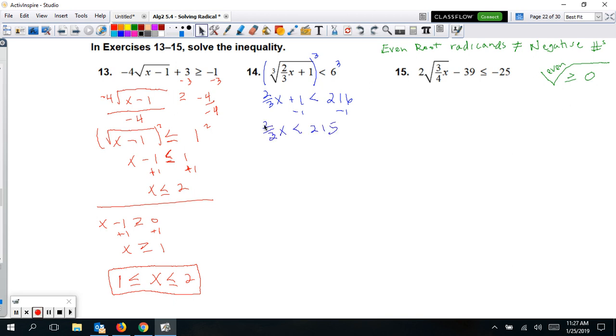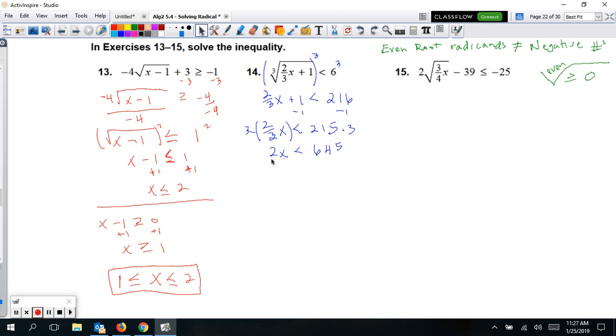And now we have to pretty much multiply by the reciprocal to get rid of our 2/3. So multiply by 3 over 2 on both sides. And our inequality sign will stay the same the whole way through. We're not dividing or multiplying by a negative. Now I'm going to do this in 2 steps. I'm going to first multiply by 3, the denominator. That cancels out the 3's here. And so that will now give us 2x is less than 645 when I multiply 215 by 3. We got 215 because we subtracted the 1.